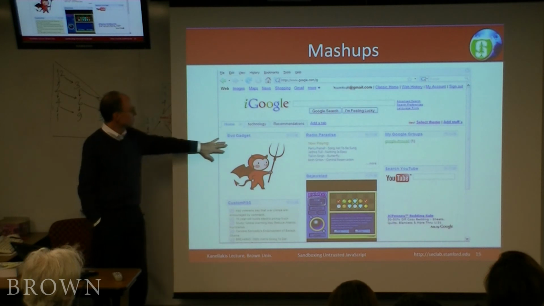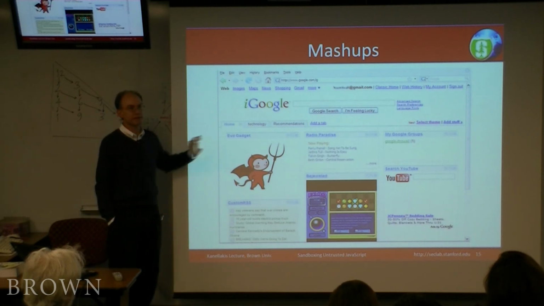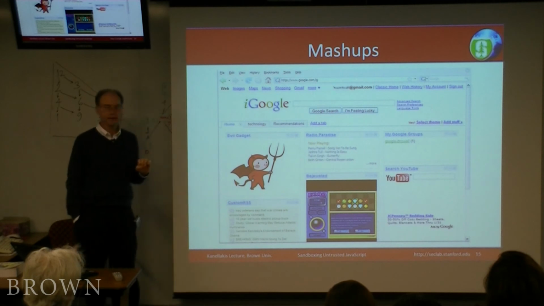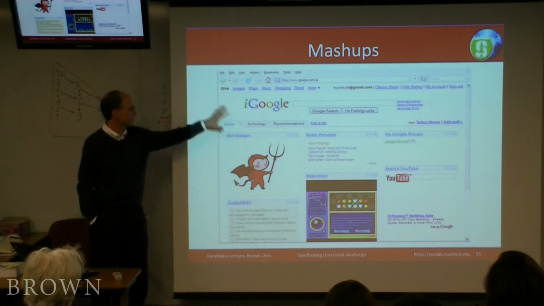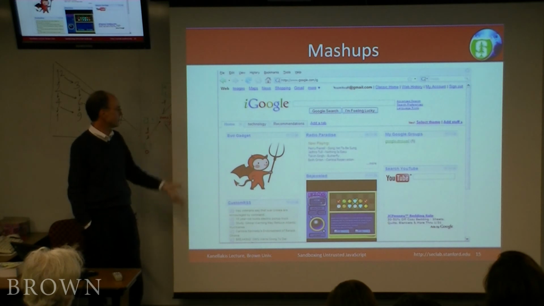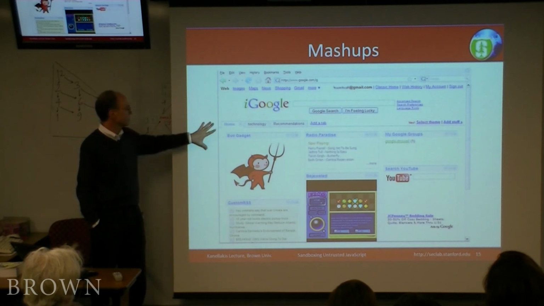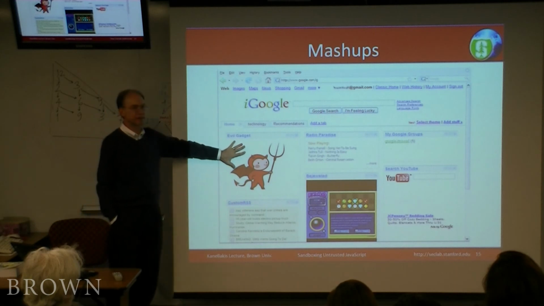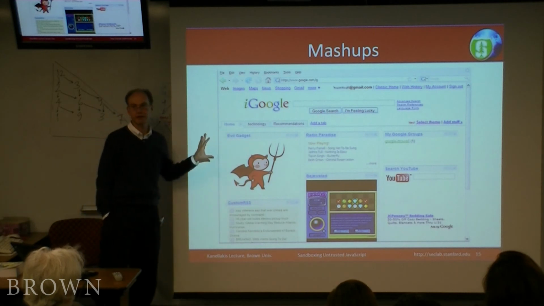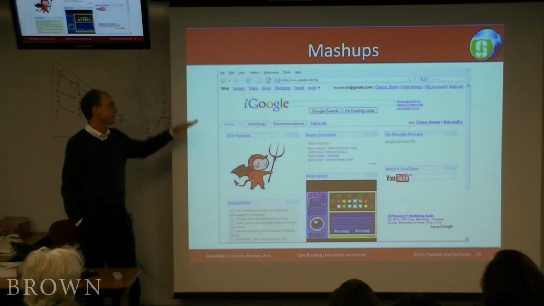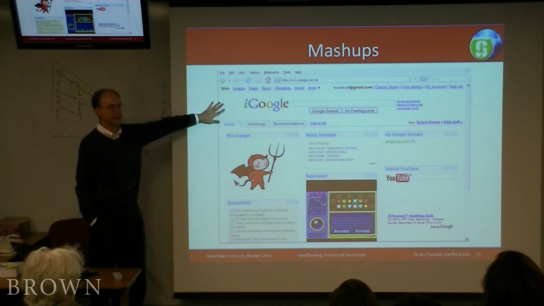And there's nothing to keep one of those gadgets from being written by some malicious person. And so this kind of setup is amenable to people putting up malicious gadgets into a library or set of applications that unsuspecting good people can install on their pages. And when somebody views this, it's a good page.